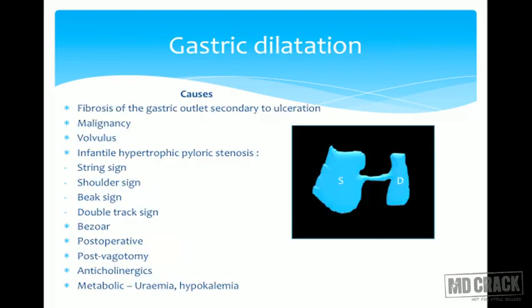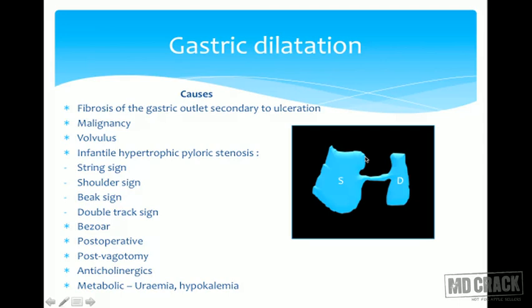So what are the causes of gastric dilatation? Any lesion which causes fibrosis of the gastric outlet secondary to ulceration, a malignancy, volvulus, infantile hypertrophic pyloric stenosis. Now infantile hypertrophic pyloric stenosis gives you maybe 3 or 4 signs which you should remember, because these will be asked to you for your MCQs. There is a string sign, a shoulder sign, a beak sign, and a double track sign.